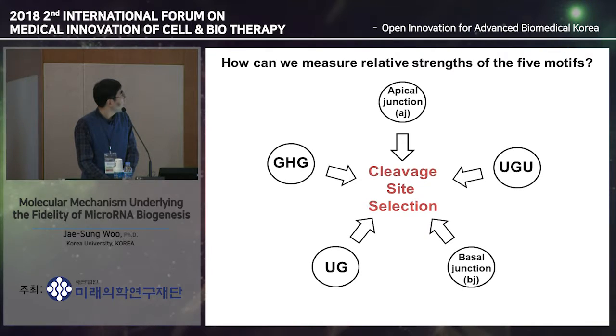So how can we determine the cleavage site determination mechanism? The most important thing is which motif is more important than the other motifs, and whether we can measure the relative strength of these 5 motifs. This is a complicated problem, and moreover, the GHG motif is not a simple motif.